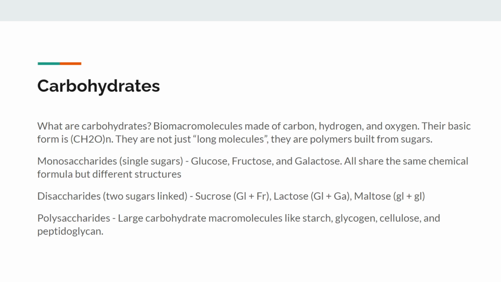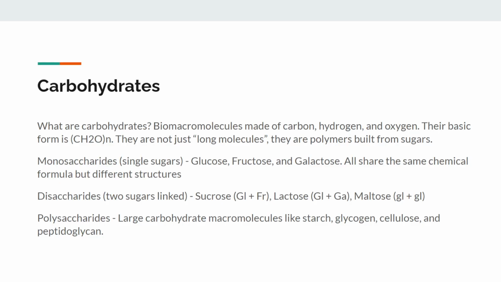So monosaccharides are simple sugars: glucose, fructose, and galactose. You can memorize it as FGG, GFG, however you want to. I think glucose is the most common one. I'm sure everyone knows of glucose. They all share the same chemical formula, C6H12O6.